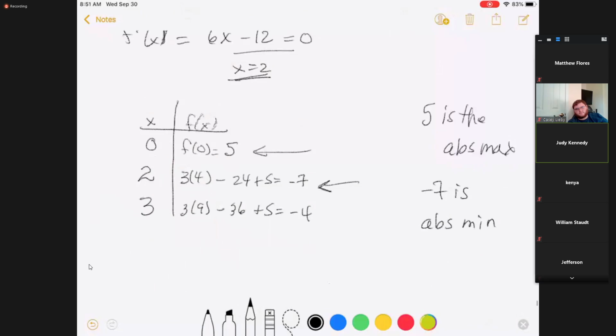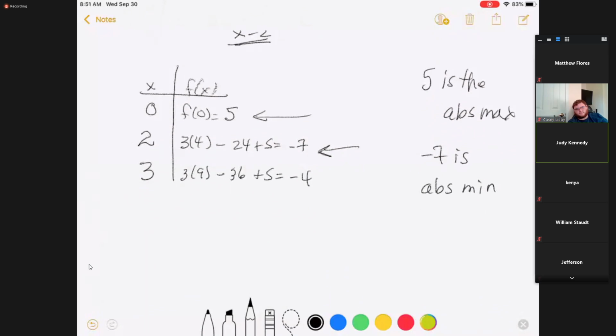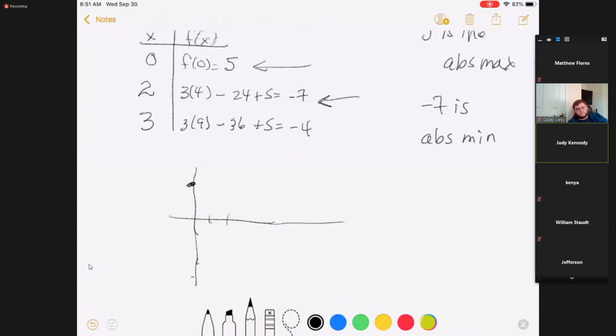And what does that say? It also gives you some information on what this function looks like on this interval. F of 0 is 5. F of 2 is minus 7. F of 3 is minus 4, so it comes back up some. So the function must do something like that.